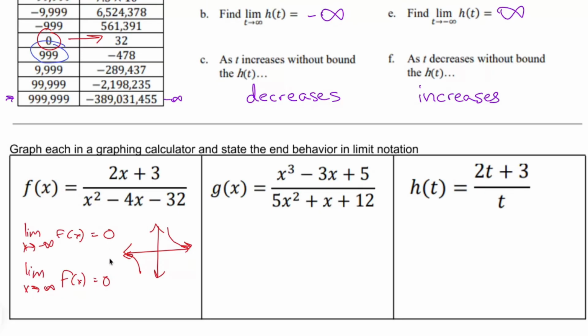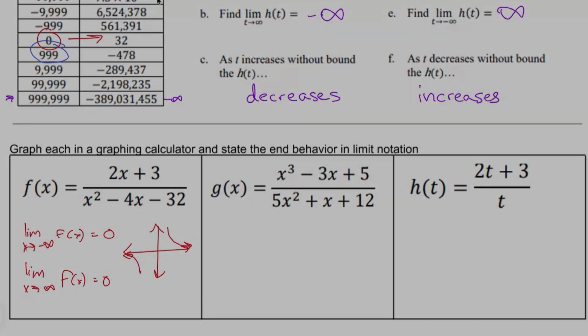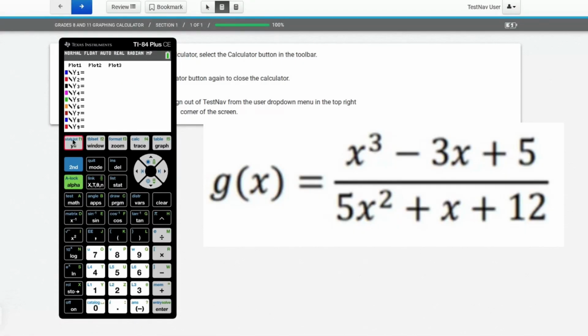Very interesting. Now, over here, we have a situation where the degree is higher in the numerator than it is in the denominator. Let's go to our calculator and find out. All right, let's do this again. In this case, we have a parentheses up here. We have a degree 3, so x to the third, minus 3x plus 5.